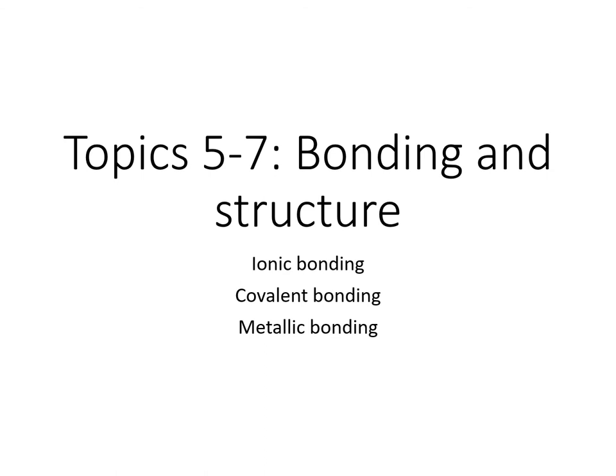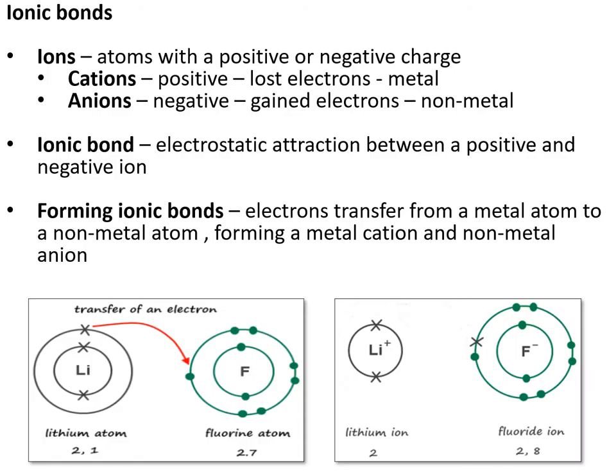Topics 5 to 7, bonding and structure. This covers ionic bonding, covalent bonding, and metallic bonding. Ionic bonding. Bonding is about how atoms join together, and in ionic bonding, it's to do with the formation of ions. Now, an ion is an atom with a positive or negative charge, and they're formed by gaining or losing electrons.